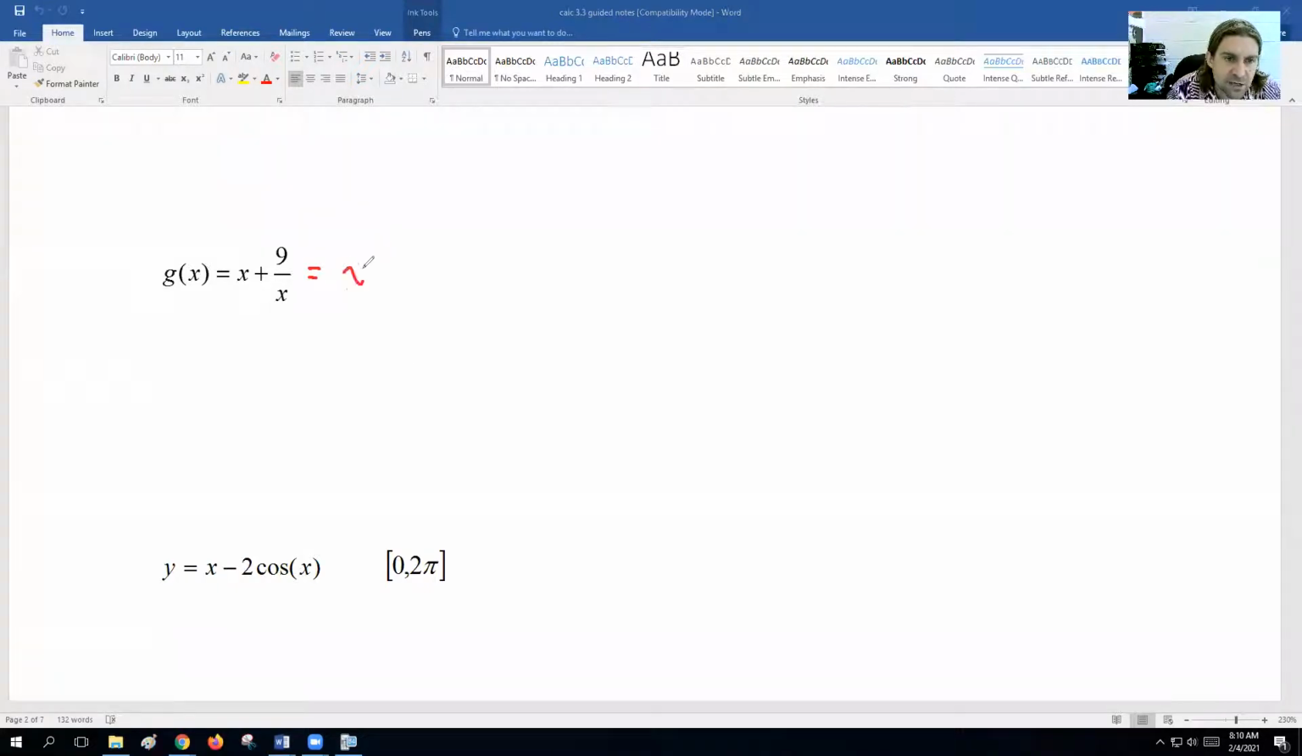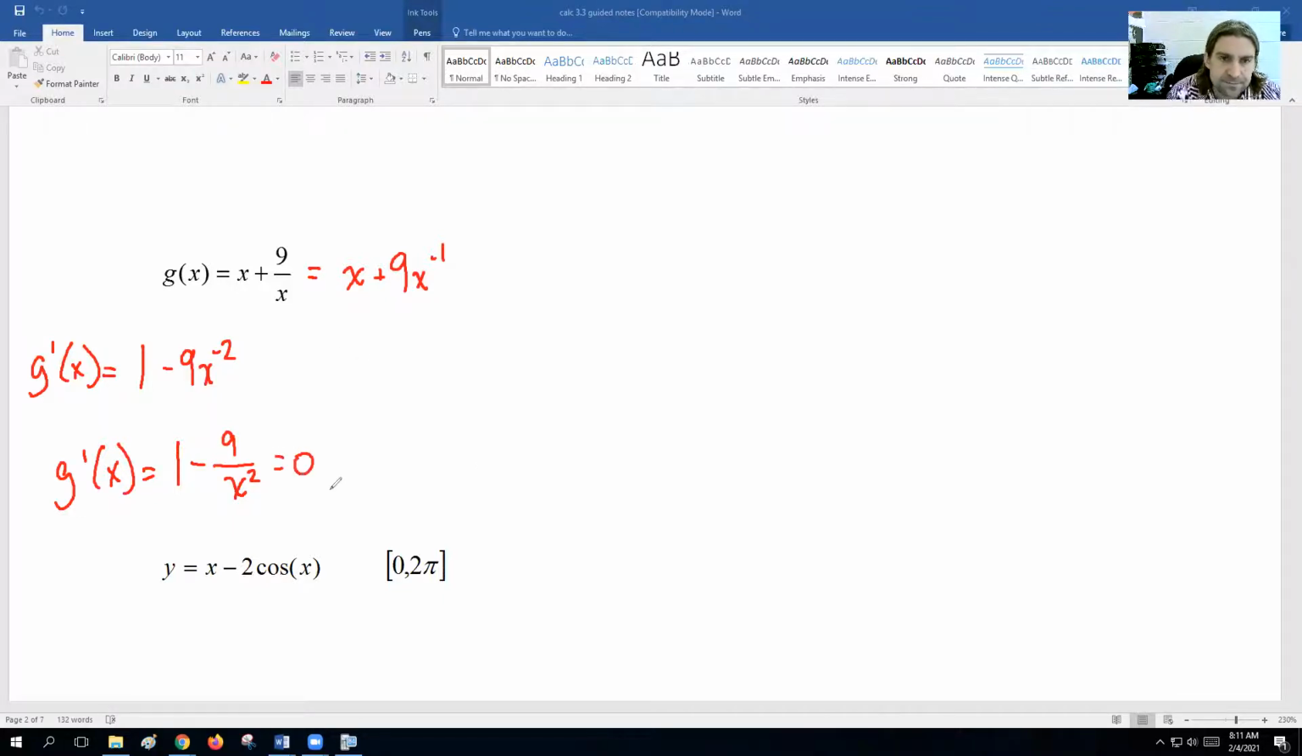I might want to change this to x plus 9x to the negative first. Because when we take the derivative of this equation, x goes to 1, and then 9x to the negative 1 goes to a negative 9x to the negative second. So the derivative would be 1 minus 9 over x squared. To find the critical numbers, we need to set that equal to 0. So we got 1 equals 9 over x squared.